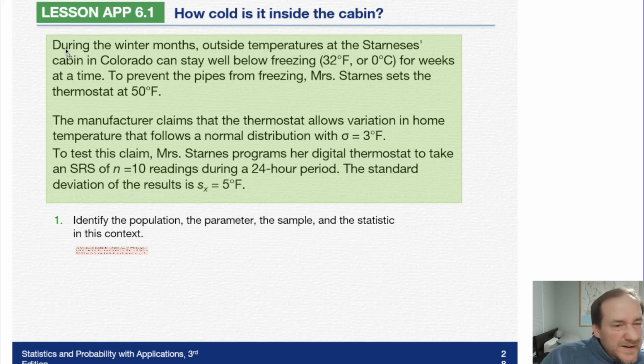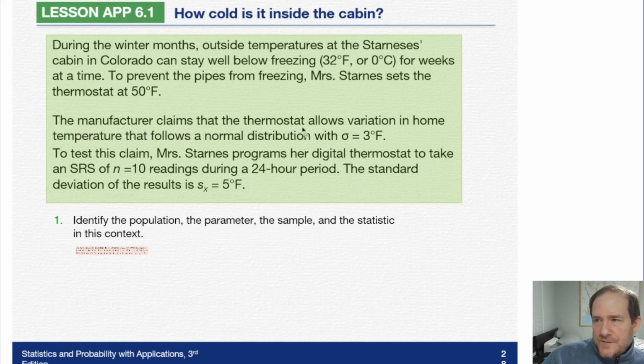I guess I'm going to read it to you just because. It says, during the winter months, outside temperatures at the Starnes' cabin in Colorado can stay well below freezing. Freezing is 32 degrees Fahrenheit, by the way, or 0 degrees Celsius, but the problem goes on to talk about Fahrenheit. But it can stay well below freezing for weeks at a time. To prevent the pipes from freezing, the Starnes set the thermostat at 50 degrees Fahrenheit.